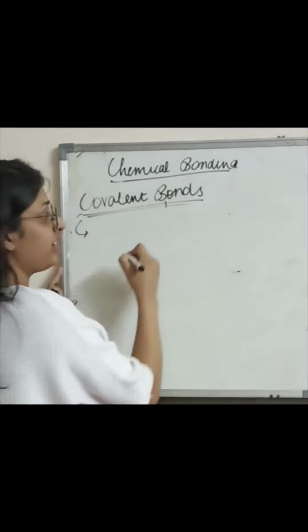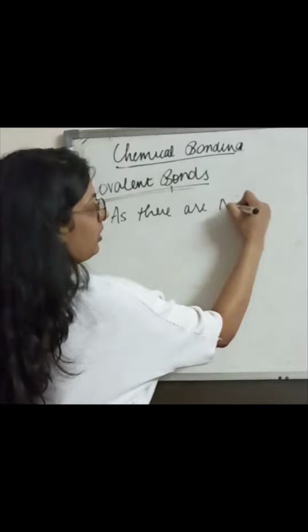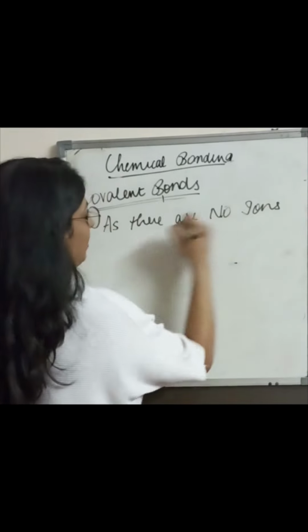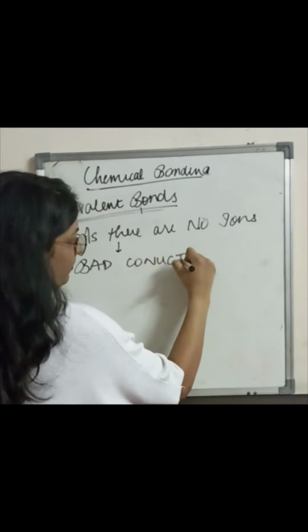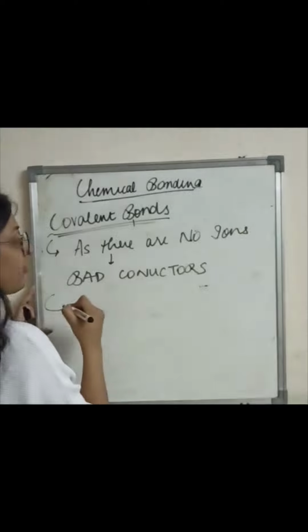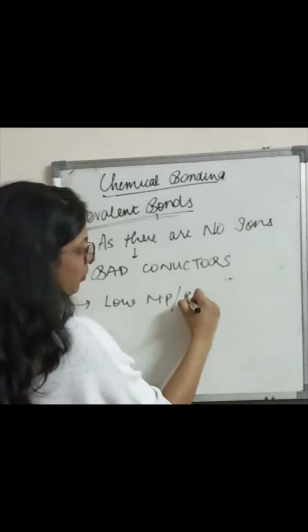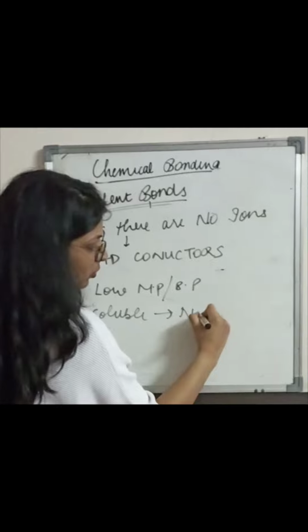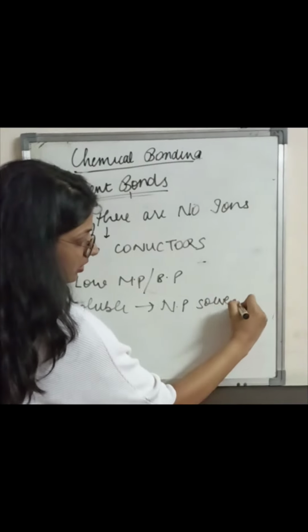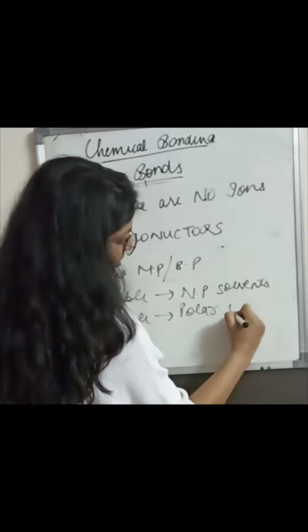Now we see that there are no ions. As there are no ions, these are bad conductors of electricity. Also, due to weak forces of attraction, they have low melting and low boiling points. These are soluble in non-polar solvents and insoluble in polar solvents.